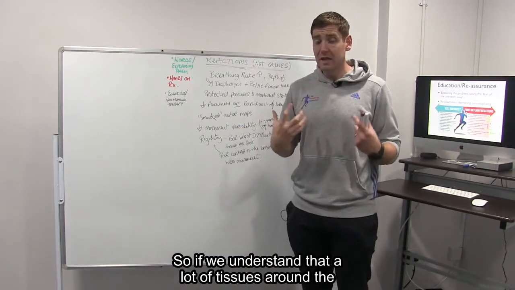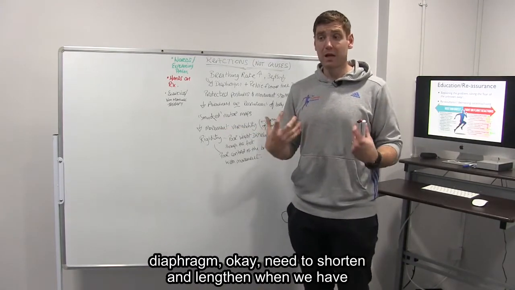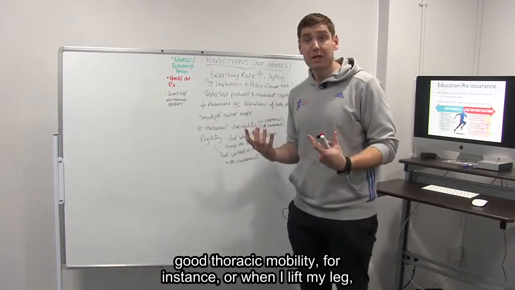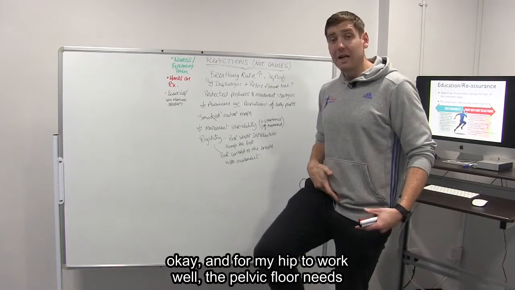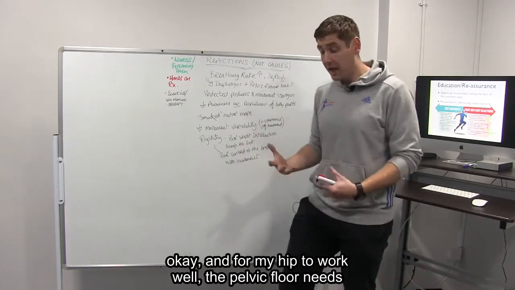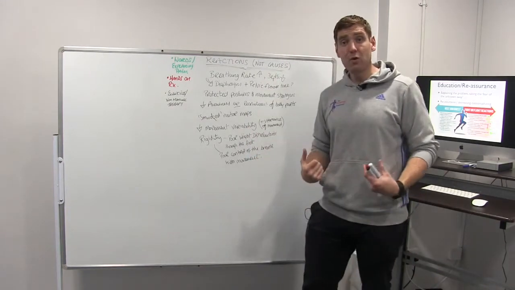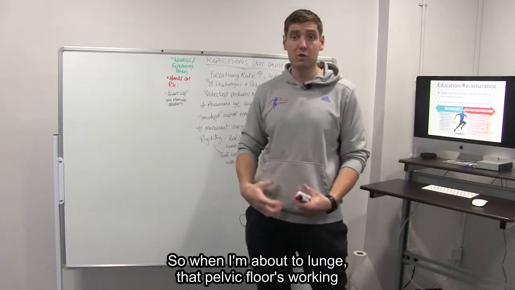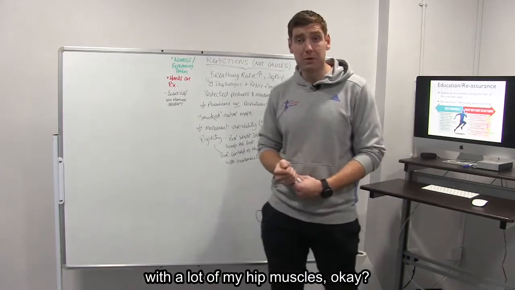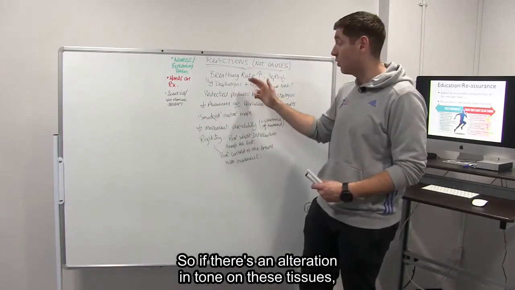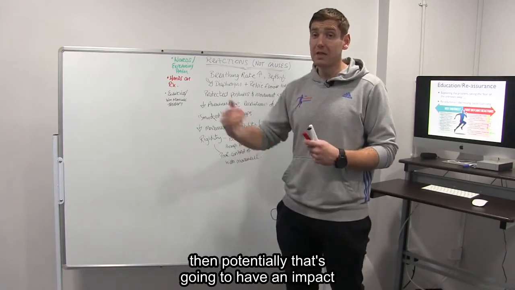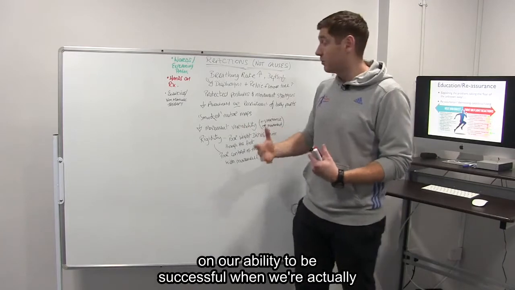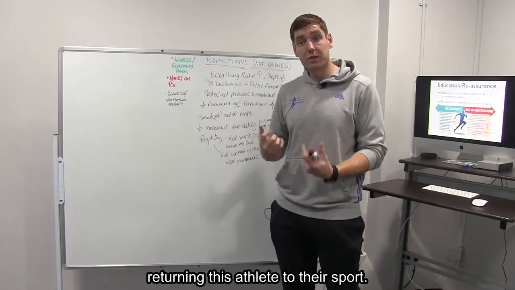So if we understand that a lot of tissues around the diaphragm need to shorten and lengthen when we have good thoracic mobility, for instance, or when I lift my leg, and for my hip to work well, the pelvic floor needs to contribute to that. As I'm about to lunge, that pelvic floor is working with a lot of my hip muscles. So if there's an alteration in tone on these tissues, then potentially that's going to have an impact on our ability to be successful when we're returning this athlete to their sport.